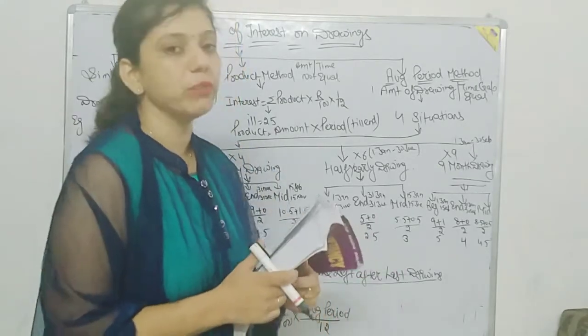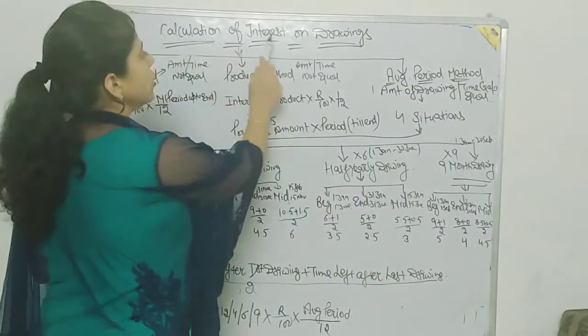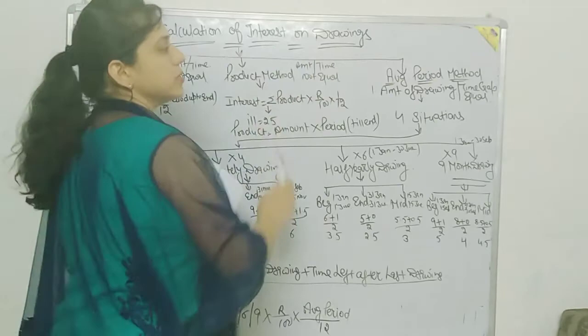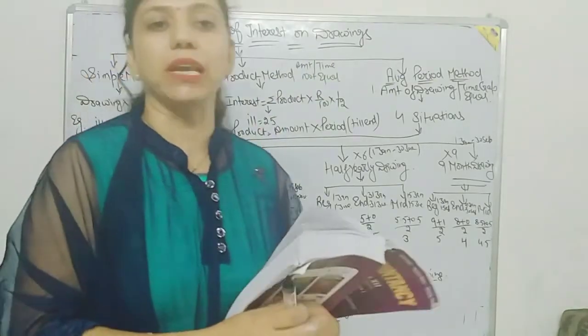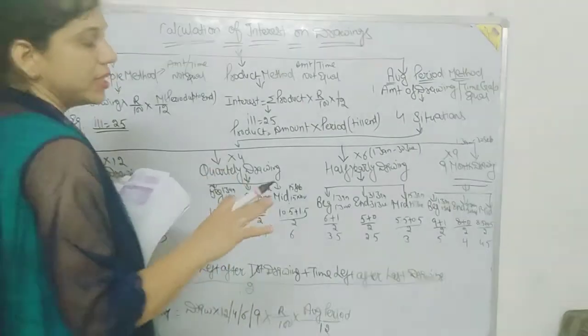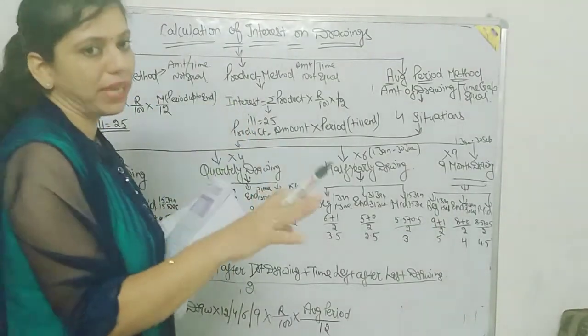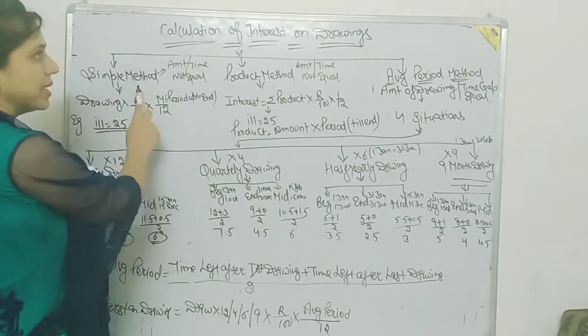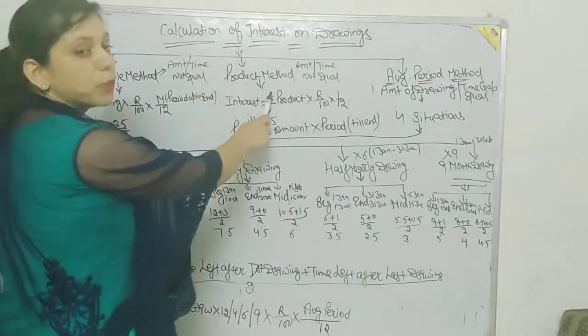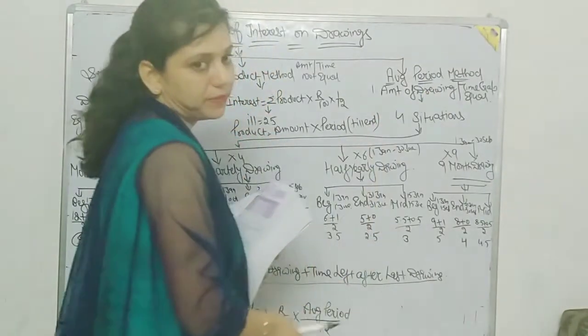So what is the important point we are going to discuss? That is calculation of interest on drawings. How interest is calculated in partnership firm. So we have three situations. The very first, we can calculate it by three methods. The very first is simple method, second is product method, and third is average period method.